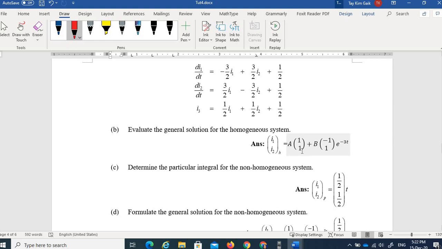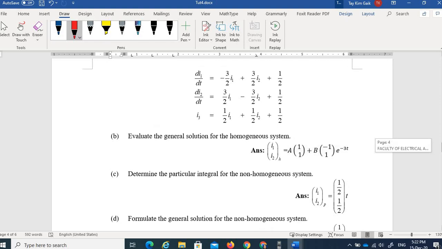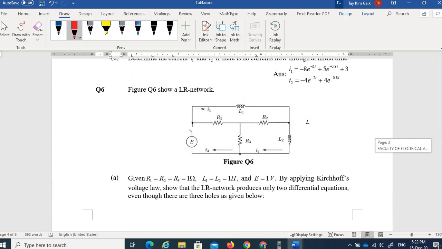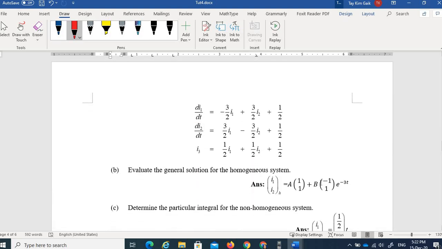Now, if you have an eigenvalue equal to 0, for example, this is an example, Question 6. The eigenvalue here is 0, and this V1, you have 1 and 1. So you have exponent 0t. This looks like 3 equations, but the third equation is a linear equation, so you just solve the first 2 equations first.